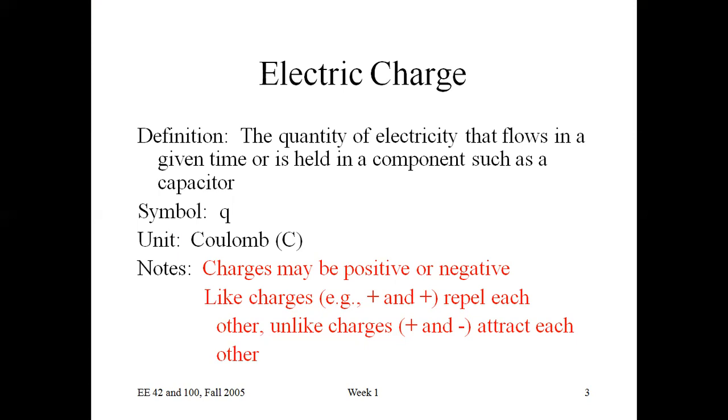So what is electric charge? We can define the electric charge as the quantity of electricity that flows in a given time or is held in a component such as a capacitor. The symbol for the charge is Q, and the unit of measurement of the charge is Coulomb. Charges may be positive or negative. Like charges repel each other, while unlike charges attract each other.